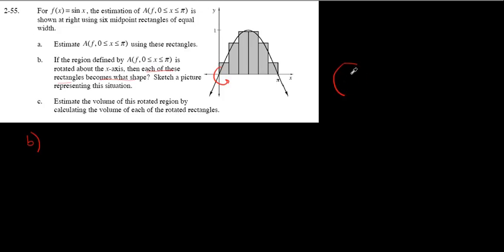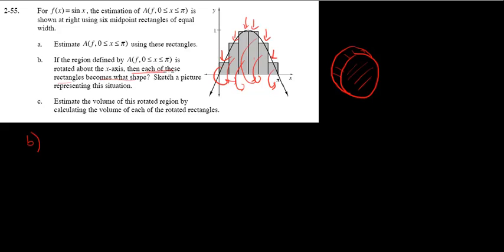Let me try that again. We're going to have, so this has a thickness around it, and we're rotating it around, right? We're going to make cylinders. We're not looking at our sine, we're looking at each rectangle. We're going to have 1 cylinder, 2 cylinders, 3, 4, 5, 6 cylinders, right? And these 2 cylinders are equal in volume. These 2 will be equal in volume, and these 2 will be equal in volume. Okay?